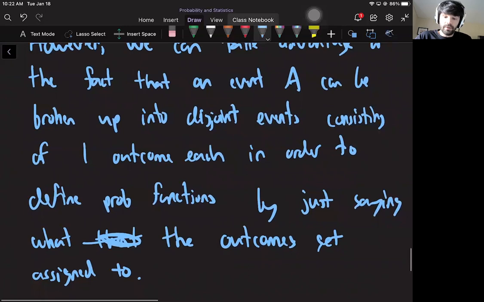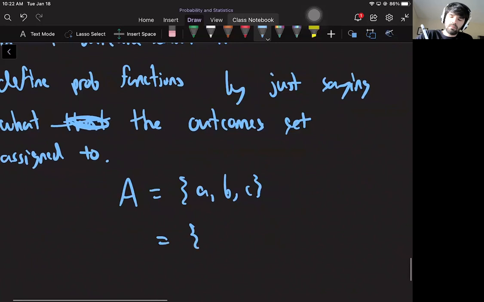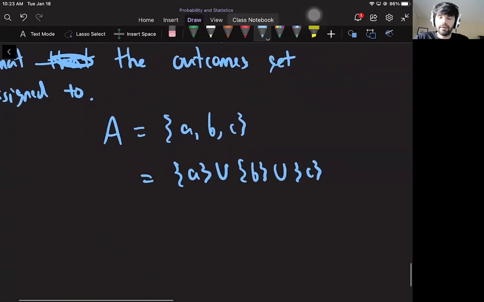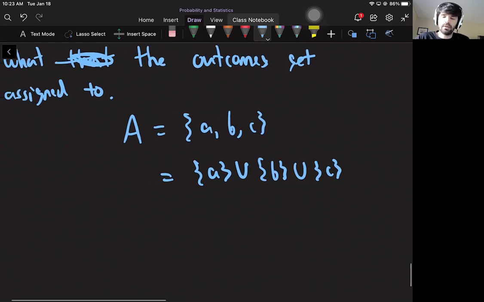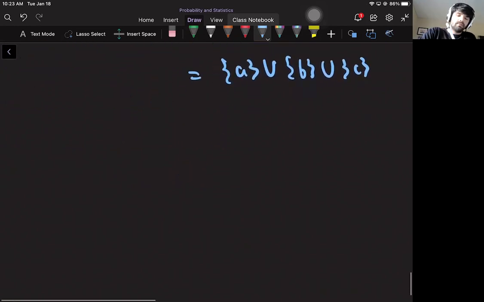So the idea is that if you have an event, maybe it has A, B, and C in it, you can always think of it in pieces: just A, union just B, union just C, the sets with one outcome each. And so if you know the probabilities of A, B, and C separately, then you can calculate the probability of capital A using those three. That's going to be the idea. Okay, so let's do an example.